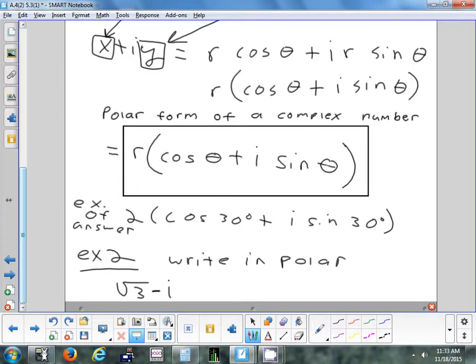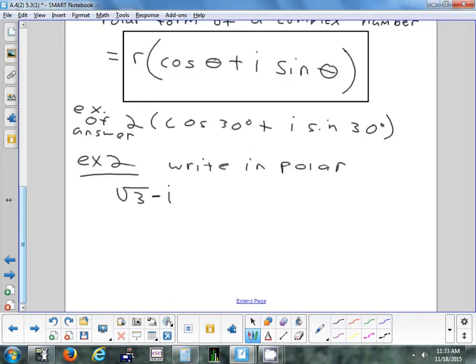All right, so let's try to write square root 3 minus i in polar. Here's our form. It is important you put parentheses around that because that r is distributed. Take away the parentheses, you just took out the distributive property. Now, what are the two things we need to fill in here to write our final answer? r and theta. r, and then theta is the same in both. So find r and find theta.